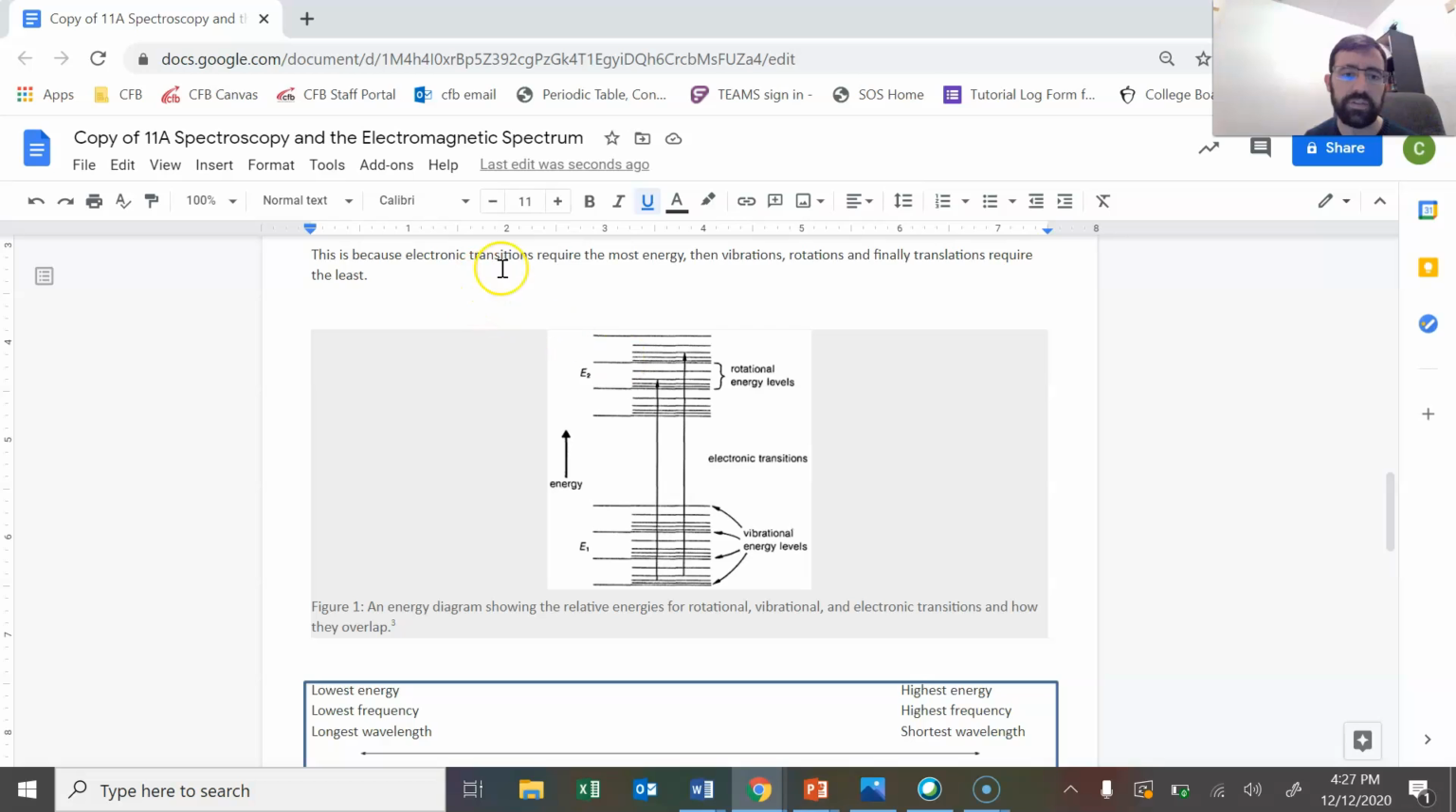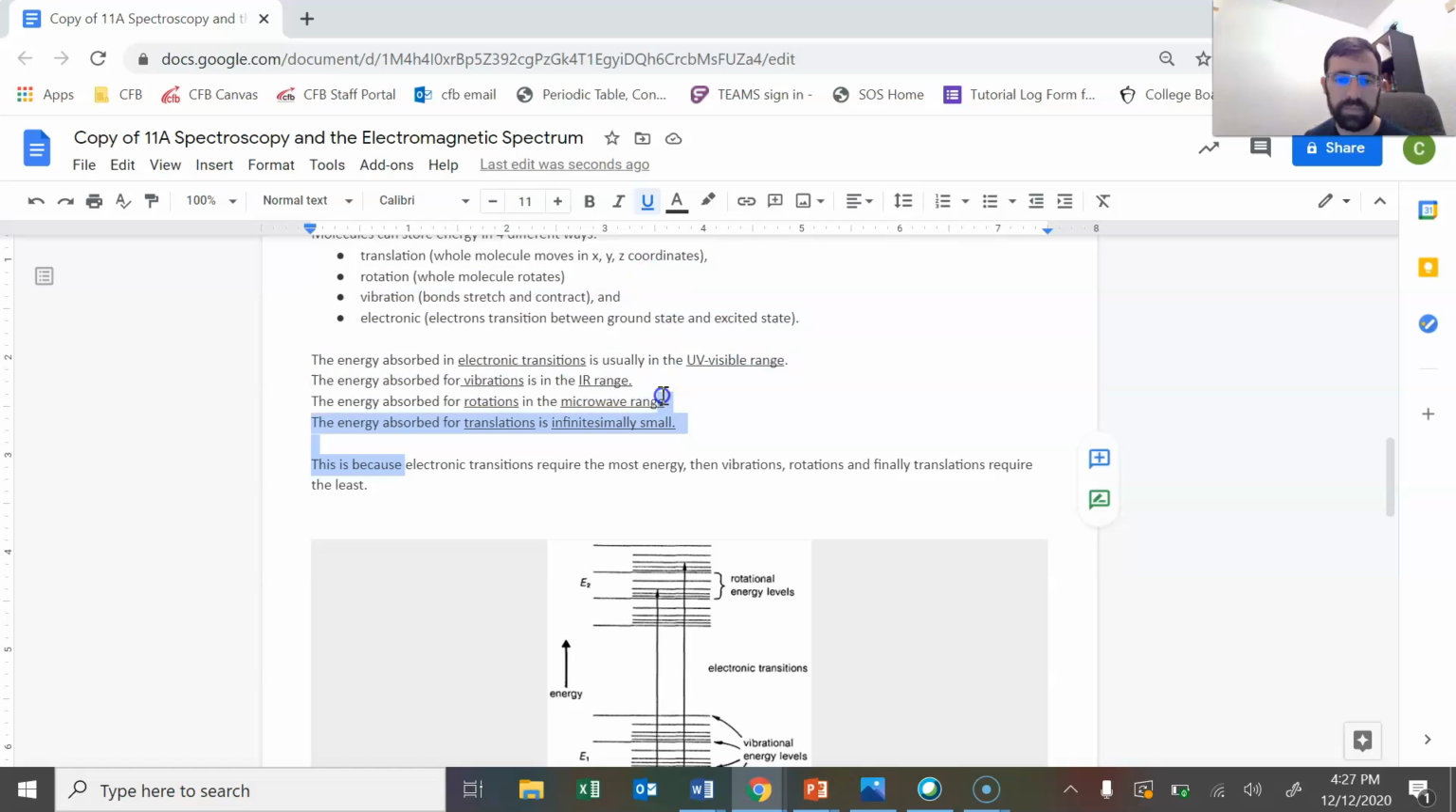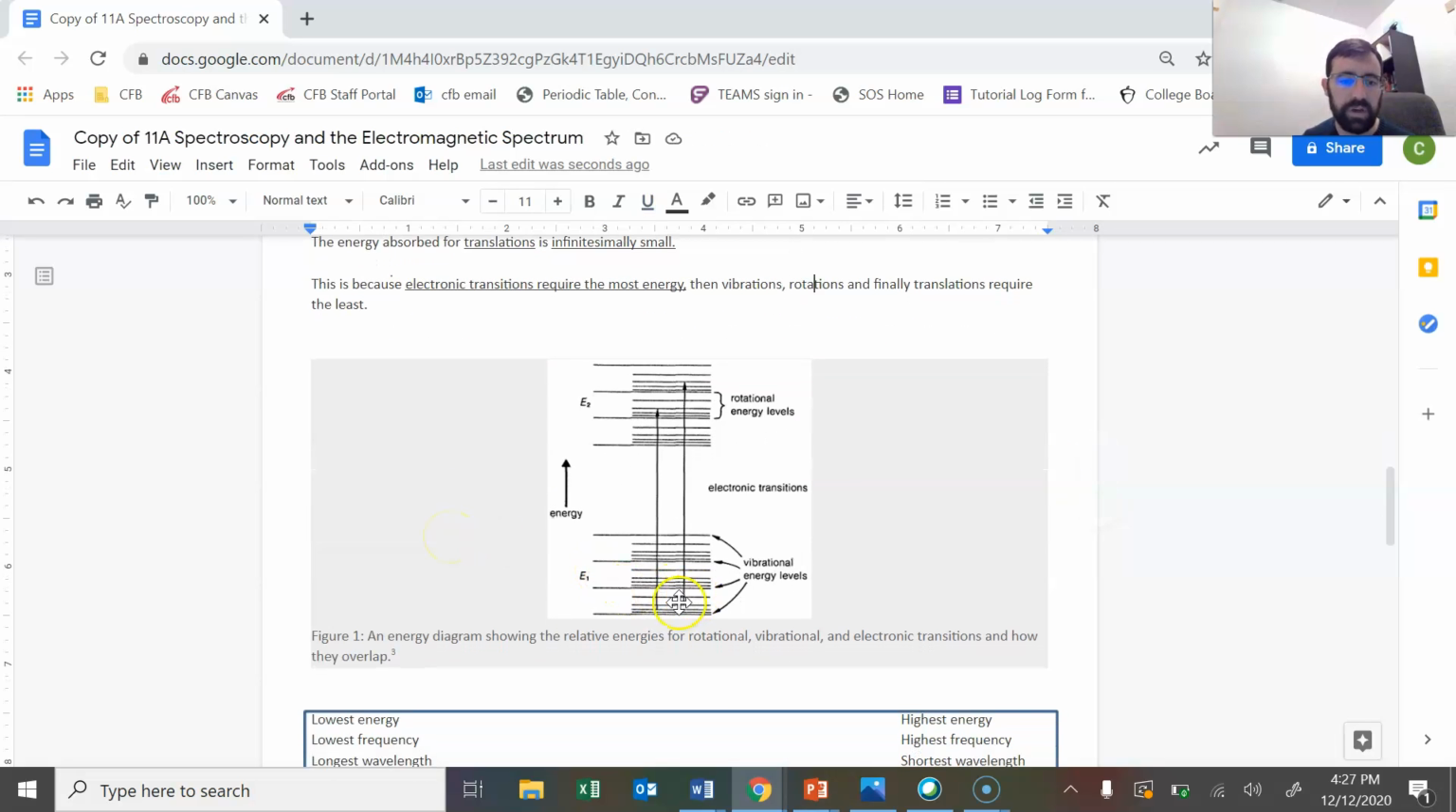This is because electronic transitions require the most energy. Then vibrations, then rotations, and finally translation requires the least. So if you recall when we talked about electron configurations, if you put energy into an atom or molecule, the electron would jump up to a higher energy level. Maybe it's in the 3rd energy level, it jumps up to the 4th, or maybe it's in the 3s and it goes up to the 4p or something like that.